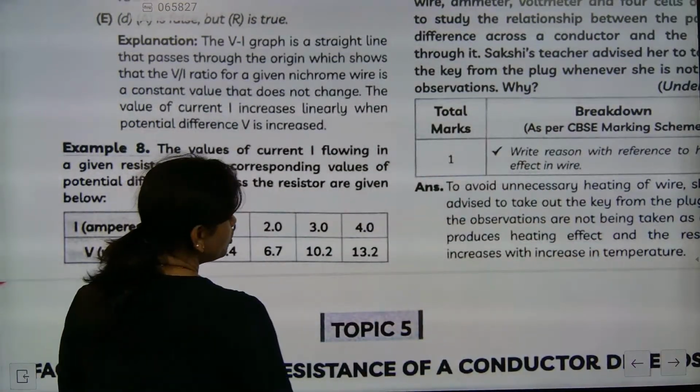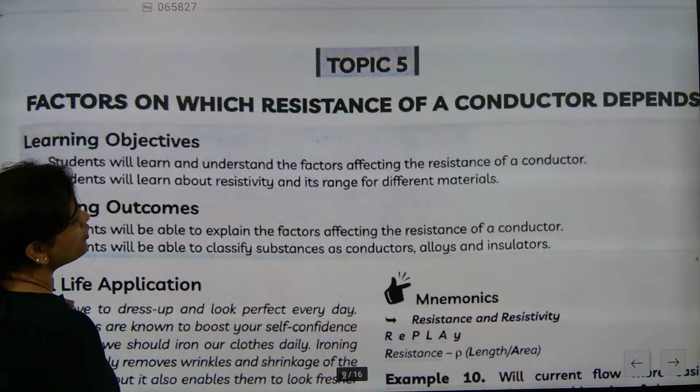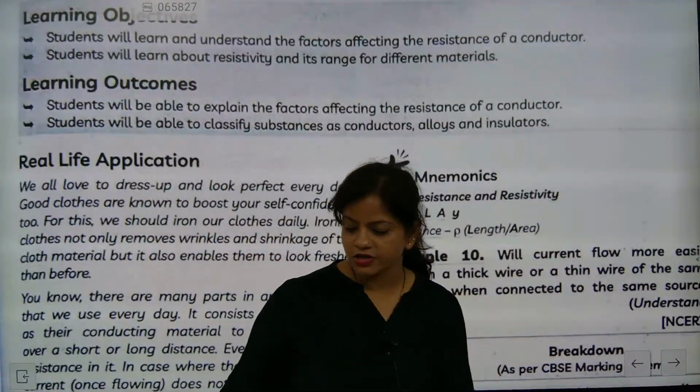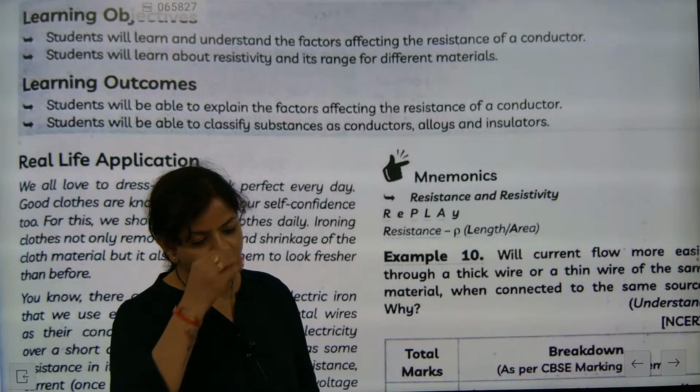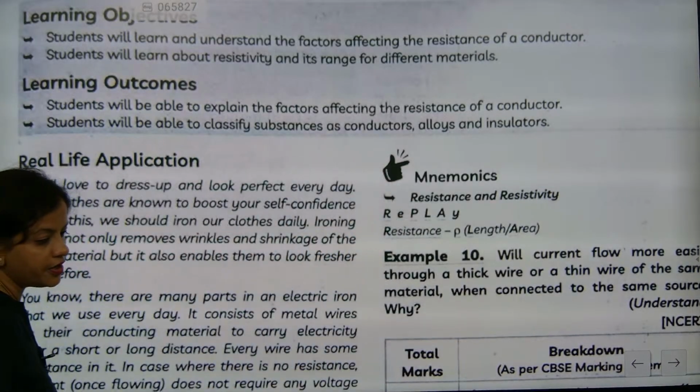So the ammeter voltmeter case study related part is done. This is one topic. Next topic: the factors on which the resistance of a conductor depends. So what are all the factors on which the resistance of a conductor depends?